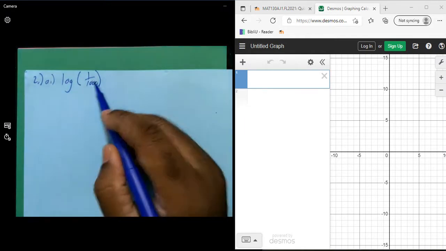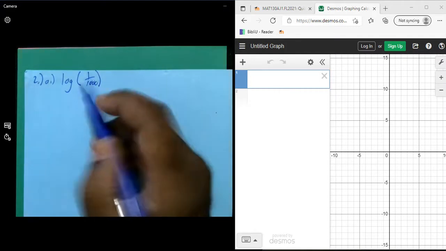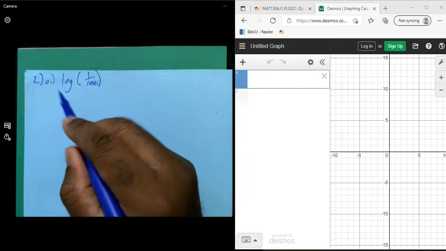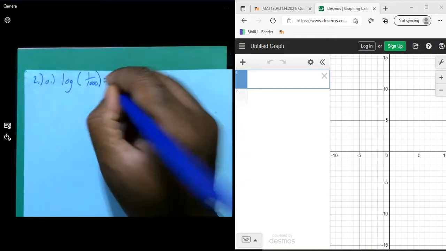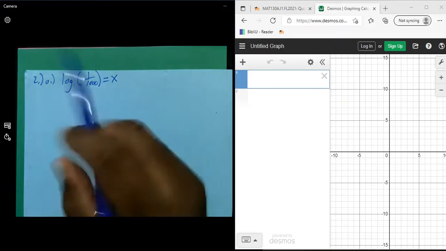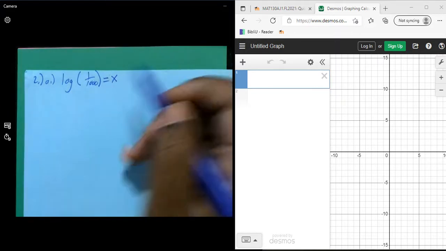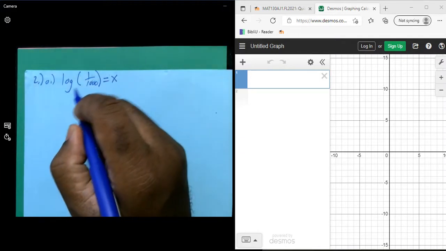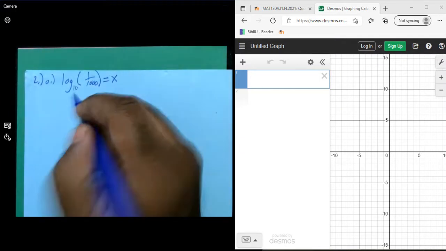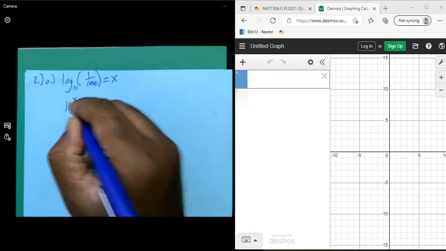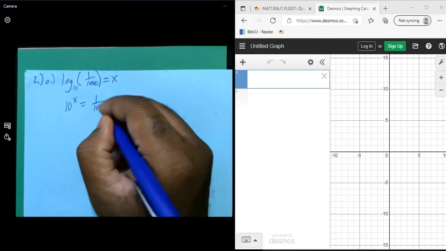Now with log of 1 over 1,000, basically when you look at this log here, this is equal to x, because I'm going to show you what we'll be thinking. And then I will show you how to do this also in the calculator. When you don't see a base here with the log, that base is assumed to be 10. So basically we're saying 10 to some power is equal to 1 over 1,000.